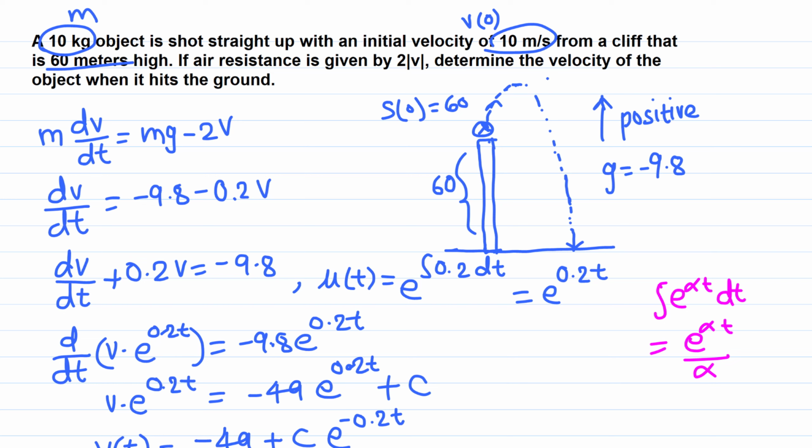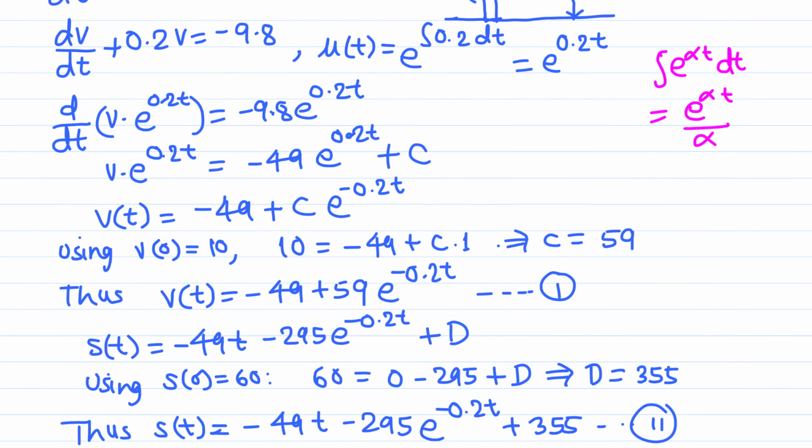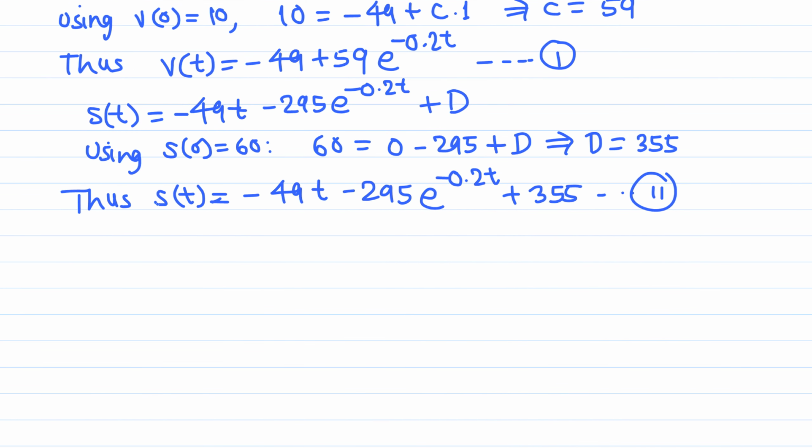So we need to determine the velocity of the object when it hits the ground. When it hits the ground, ground means what is the position or height? Height 0 in this case. So here is the position function, and we set the position to 0. From there we will be able to find the value of time, t.